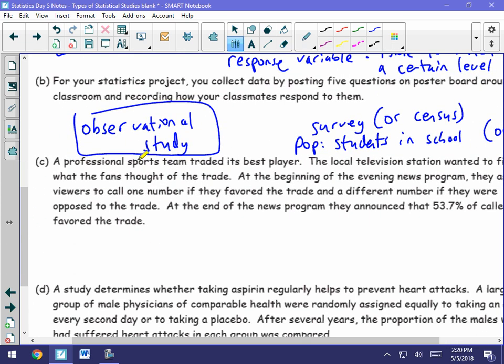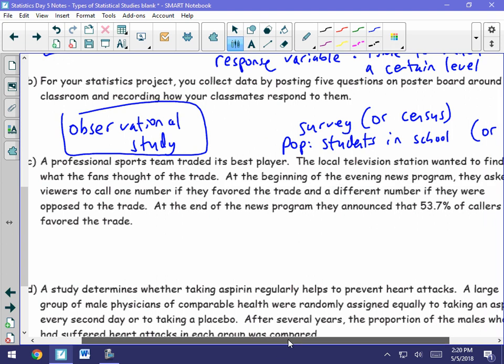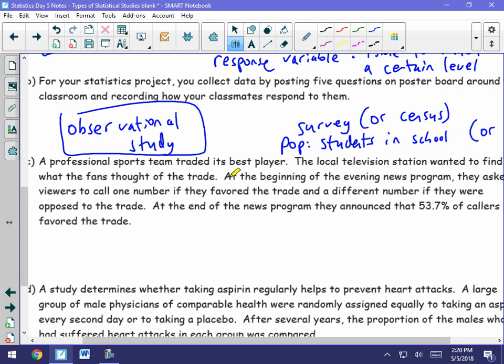Okay, letter C says, a professional sports team traded its best player. The local television station wanted to find out what the fans thought of the trade. At the beginning of the evening news program, they asked viewers to call one number if they favored the trade and a different number if they were opposed to the trade. At the end of the news program, they announced that 53.7% of callers favored the trade.